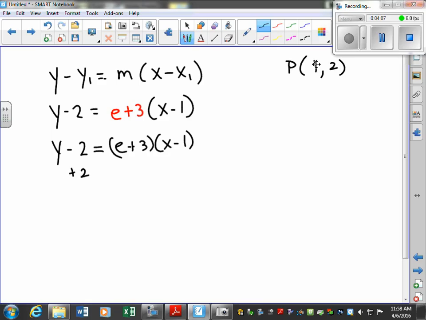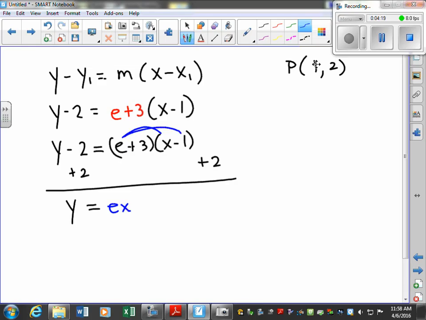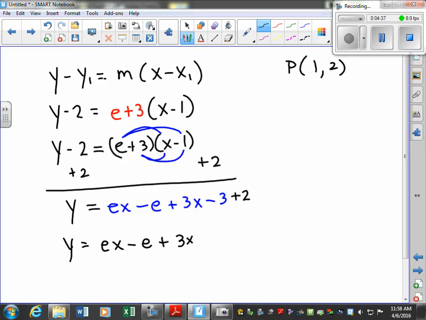Add 2 to both sides, trying to get y by itself. So y is equal to, if you distribute this out, let's go ahead and FOIL it out, e times x minus e plus 3x minus 3, and then of course I have that plus 2 that we moved over from the other side. So y is equal to e to the x minus e plus 3x, then those simplify to minus 1.